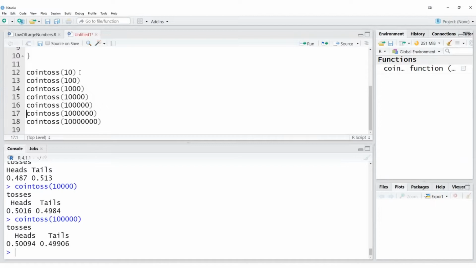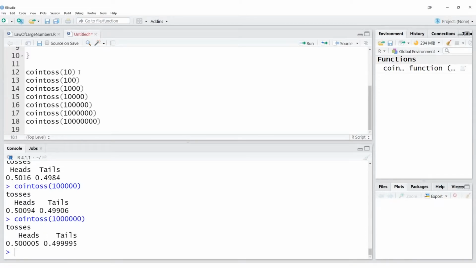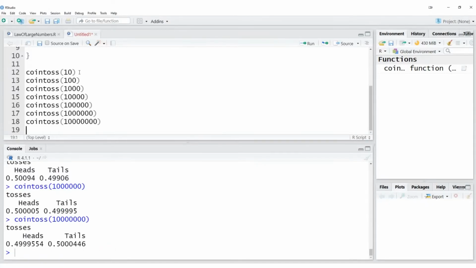When we toss the coin 10,000 times, the observed probabilities are getting closer to the theoretical probability of 0.5 for each outcome. For 100,000 coin tosses, the observed probabilities are getting much closer to 0.5. For 1 million coin tosses, the observed probabilities are very near the theoretical probability of 0.5. We can keep going on and on by increasing the number of tosses, but at this stage, we are ready to sum up what this means for us.